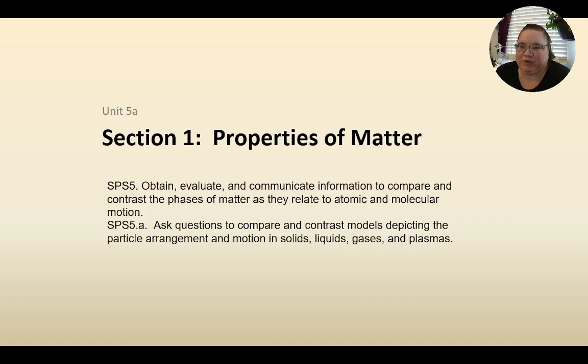Hello, physical science students. Today is our first lesson in Unit 5A, which is all about matter. Today we are looking at Section 1, which is just properties of matter. First couple of lessons will focus on Standard 5A, where we are comparing and contrasting different models that predict the arrangement of particles in solids, liquids, gases, and plasma.